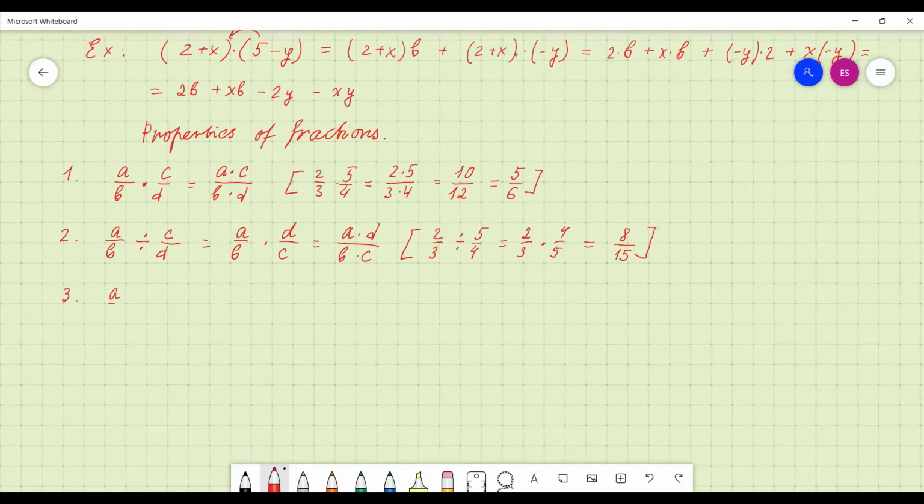So if you have a over c plus b over c, so your fractions have the same denominator, we are just going to add numerators. It's like you have 2/3 and 1/3. How many thirds do you have in total? Okay, 3/3. I'm going to explain it a little bit lower. Example, you have 2/3 plus 1/3. What does it mean actually? 2 times 1 over 3 plus 1 times 1 over 3.